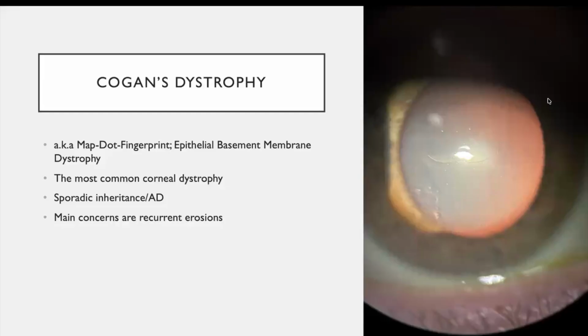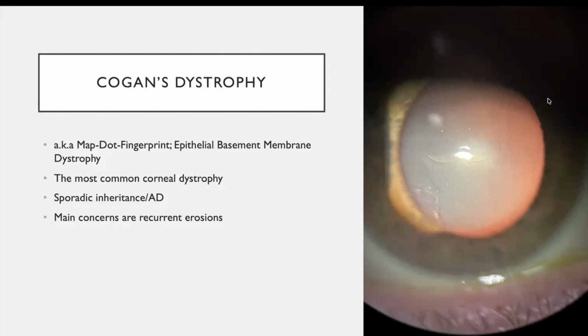So starting off with Cogan's, like I said, this is also known as map-dot-fingerprint, epithelial basement membrane dystrophy. They're all describing the same thing, and this is the most common dystrophy. So what you get are these map-like, dot-like, fingerprint deposits on the epithelium. You get these patterns across it. And to be honest with you, this is usually pretty underdiagnosed, so it's not always the easiest thing to see. They're not always symptomatic, but what essentially happens is you get a thickening of the basement membrane, you get some proteins slotting in there, and that's what gives you this appearance.